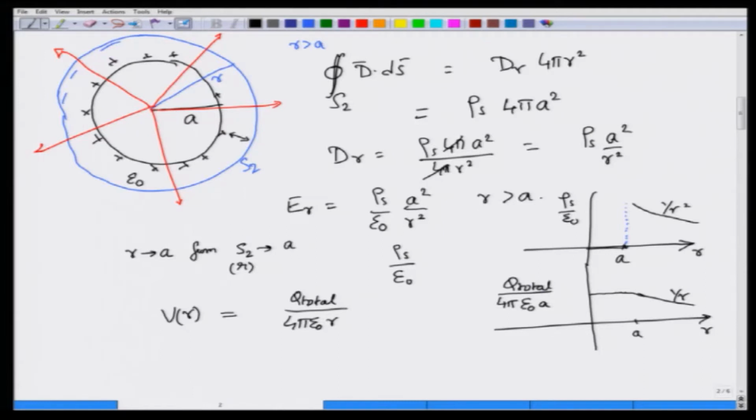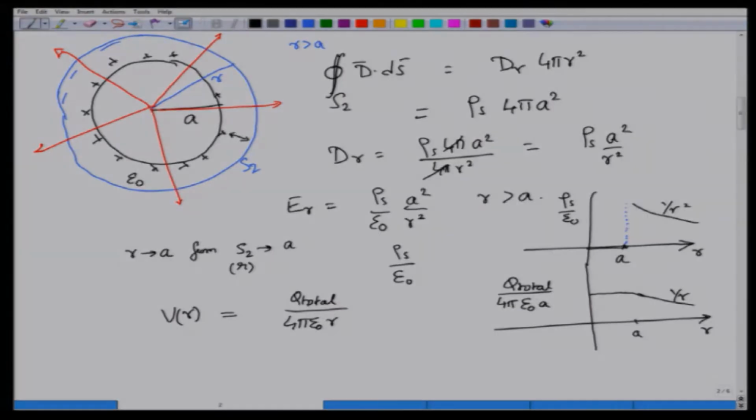All right. So, with this we will close Gauss's law now. There are a lot of other symmetric charge distributions that you can keep working on, but we are not going to consider them.